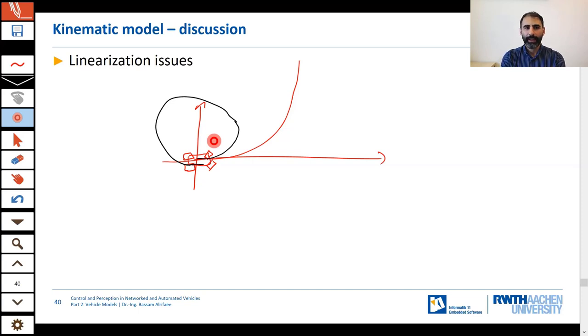If we would linearize the model, then we cannot use the linearized model to drive a circle because of the linearization of the sine and cosine function. We cannot turn more than the 90 degrees. So this is the version of the linear.